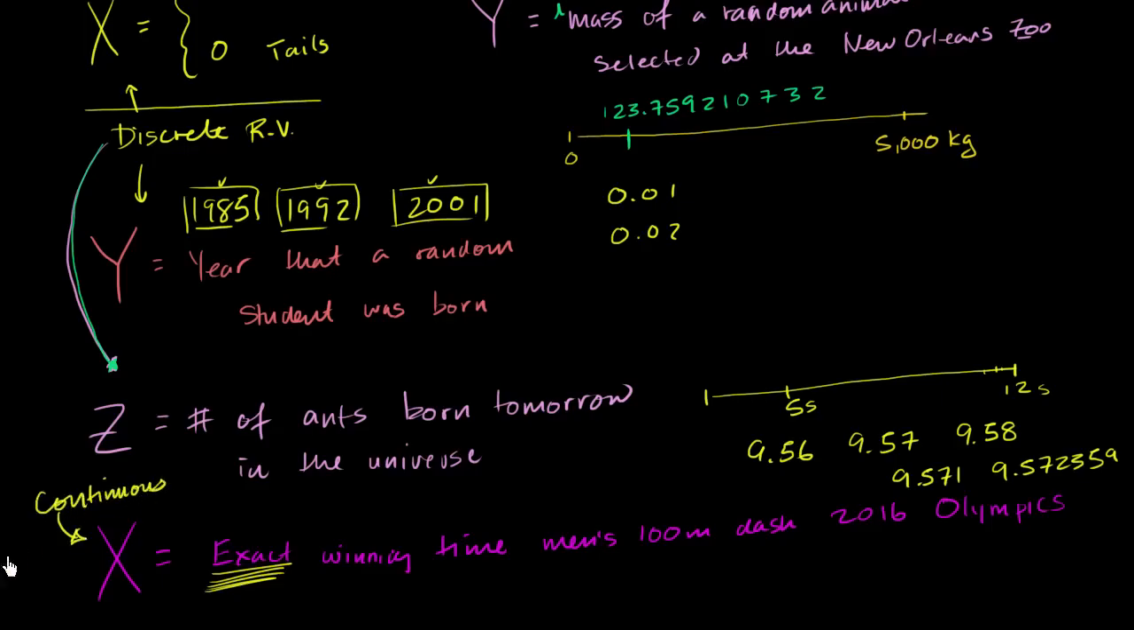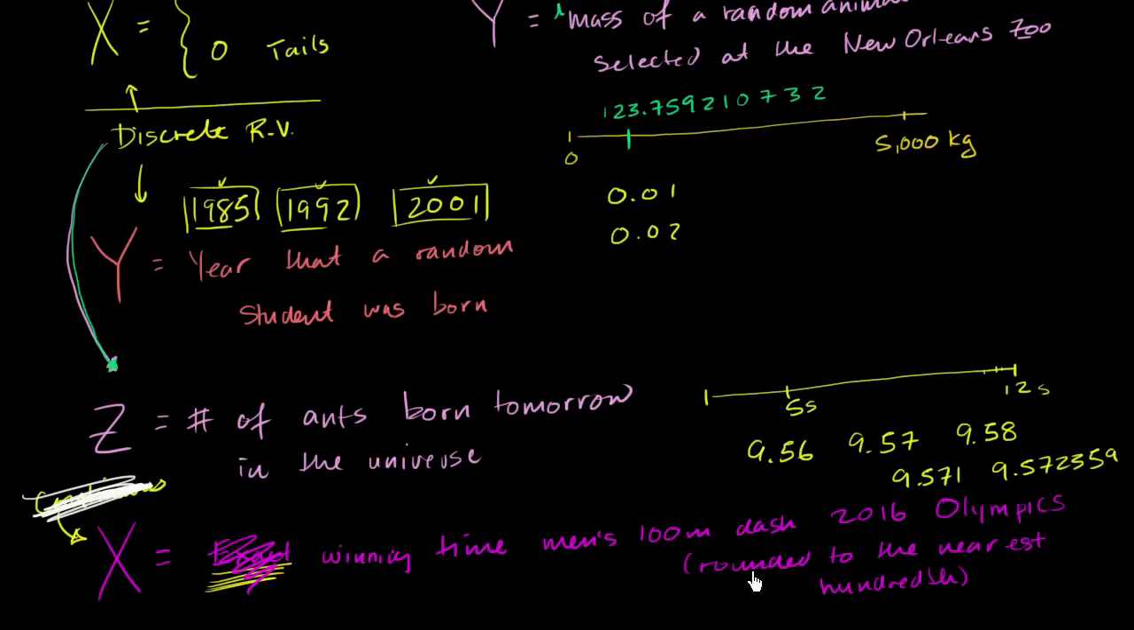Now, what would be the case, instead of saying the exact winning time, if instead I defined X to be the winning time of the men's 100-meter dash at the 2016 Olympics, rounded to the nearest hundredth? Is this a discrete or a continuous random variable? So let me delete this. I've changed the random variable now. Is this going to be a discrete or continuous random variable?